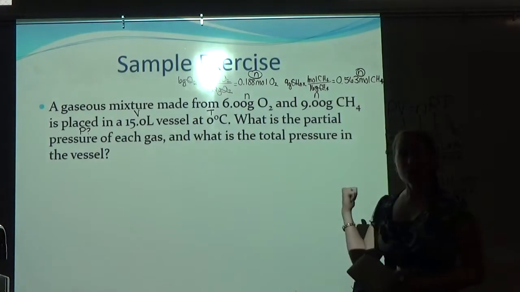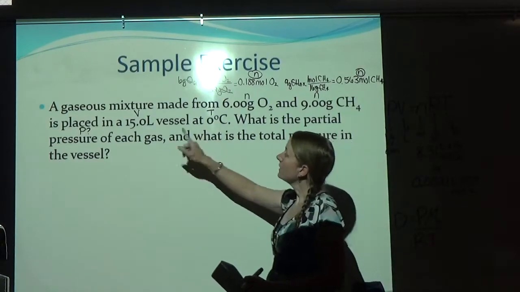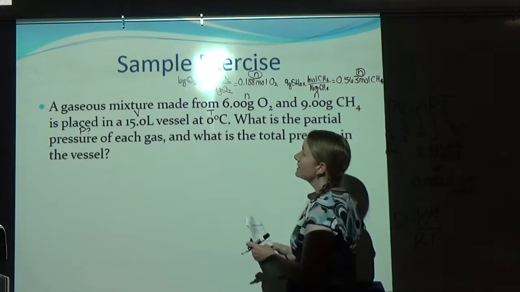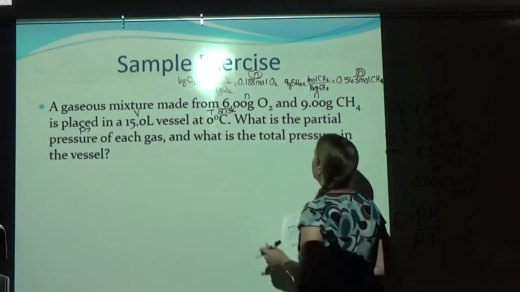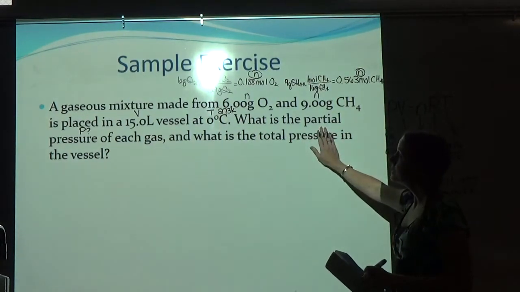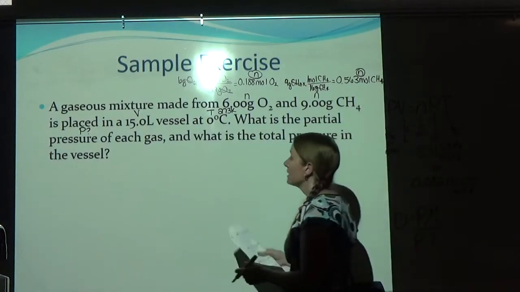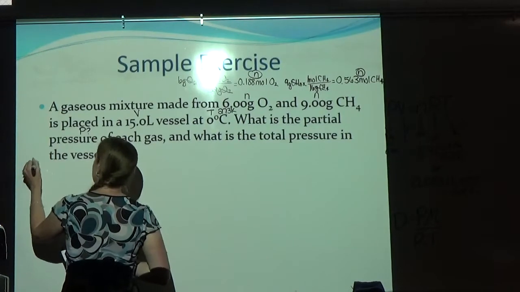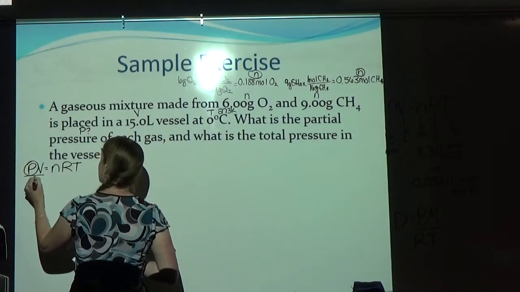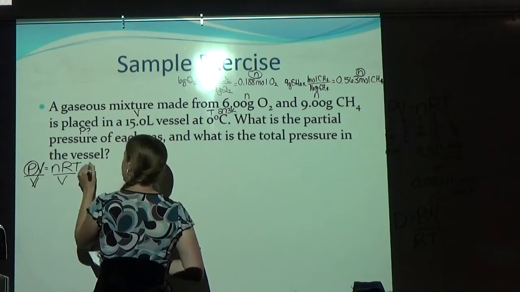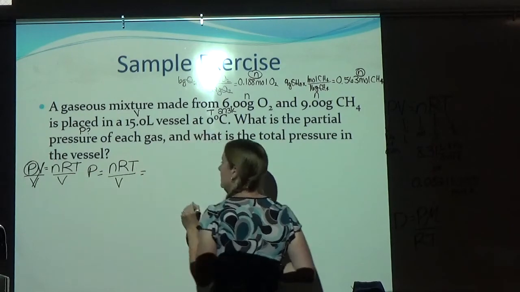So before I start using my formula, let me check my units. Moles is fine for N, liters is fine for volume. Of course, Celsius is not fine for temperature, but 0 just becomes 273 Kelvin. And then it says, what is the pressure of each gas and what is the total pressure? So I'm looking for pressures. I know my formula is PV equals nRT. I'm solving for P, so I divide both sides by V. So P equals nRT divided by V. Then I just plug in.